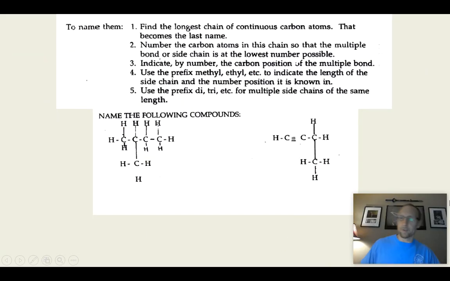So let's take a look at that. We're just going to work through this worksheet as practice, and then you can try some practice problems on your own. Step one is find the longest chain of continuous carbon atoms. What that means is, think about taking the end of your pen or pencil and just moving across without lifting it or going backwards, and seeing how many carbons you can count without lifting your pen or pencil off of the paper and going in one direction.